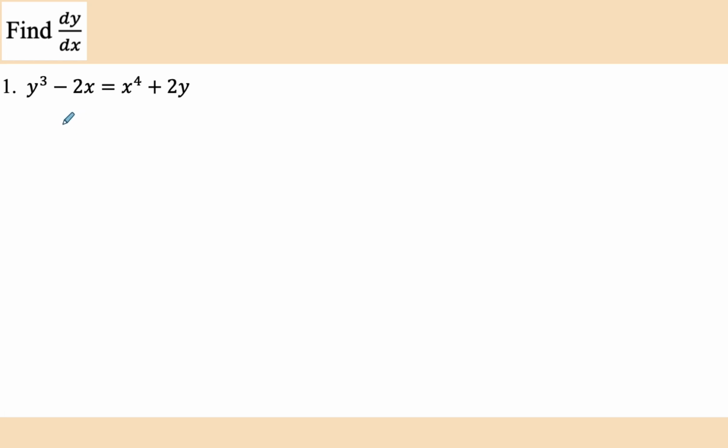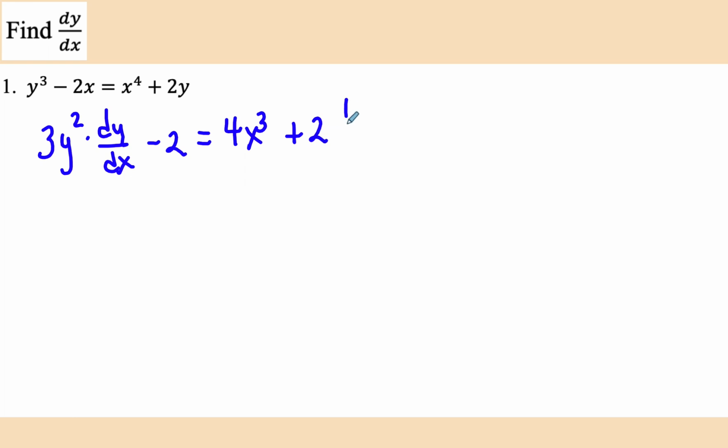I'm going to find dy/dx. Everywhere there's a y, remember that you are going to have a dy/dx. And then the derivative of this next term is minus 2, and then that's going to be 4x³. And I have a y, so plus 2 dy/dx. I'm going to bring all the dy/dx's to one side.